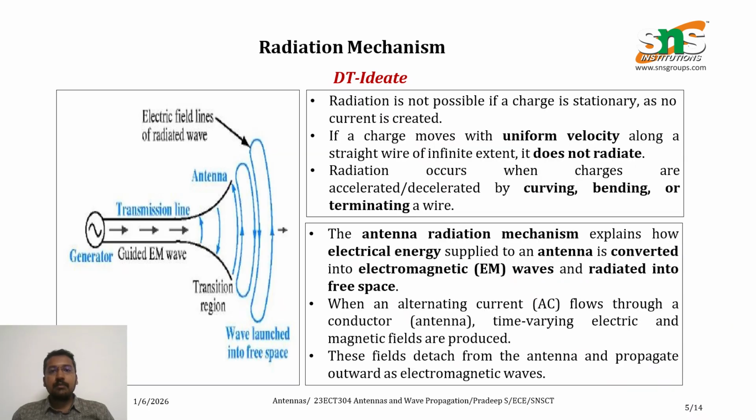Next, radiation mechanism. To create radiation, there must be a time-varying current or an acceleration or deceleration of charge. Radiation is not possible if a charge is stationary, as no current is created. If a charge moves with uniform velocity along a straight wire of infinite extent, it does not radiate. Radiation occurs when charges are accelerated or decelerated by curving, bending, or terminating a wire.